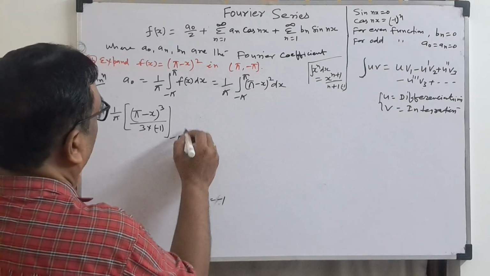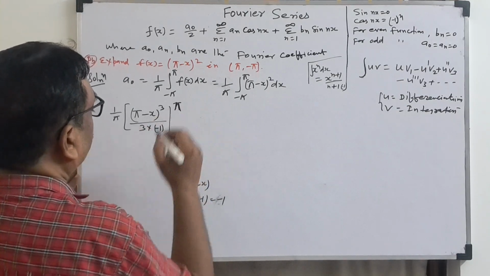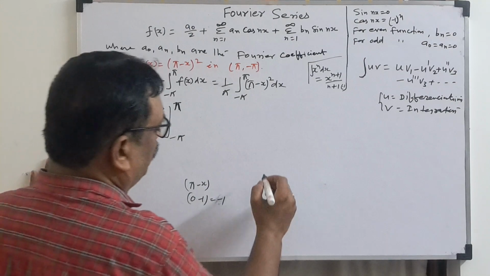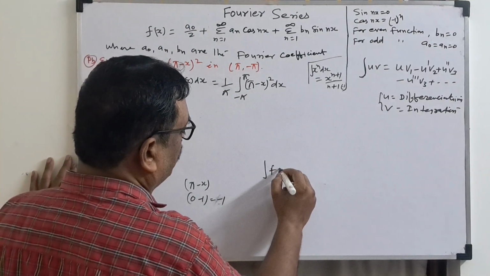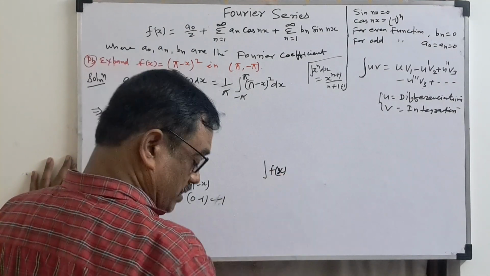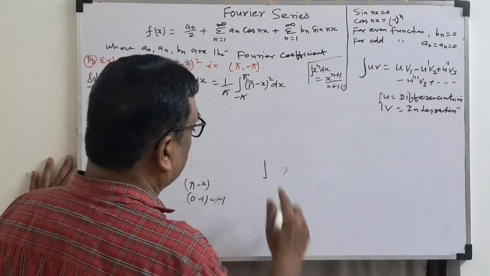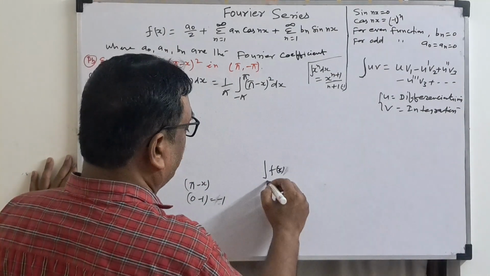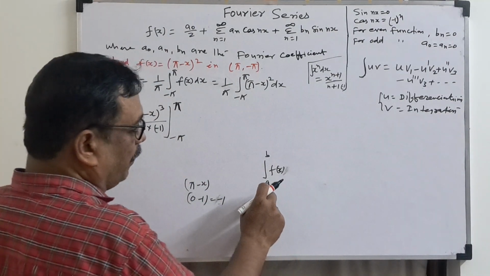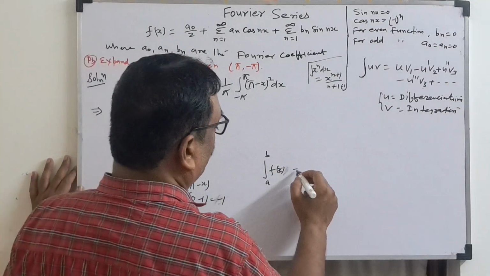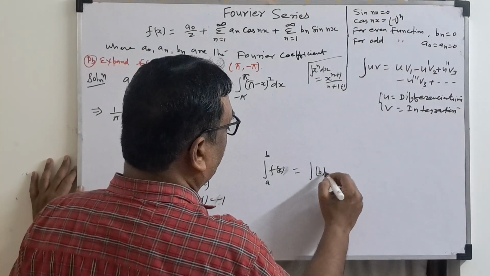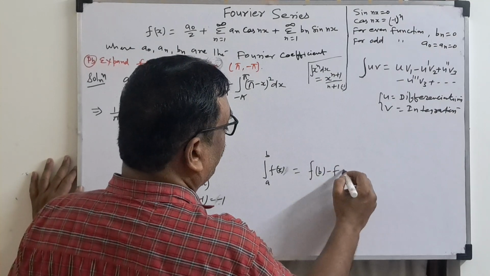The limit is minus pi to pi. So how will we apply the limit? Now you look here. Suppose this is a function of x, with limits a comma b, that is the lower limit and upper limit. Then how will you apply the limit? f(b) minus f(a).